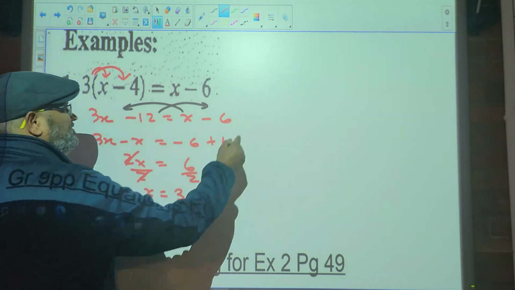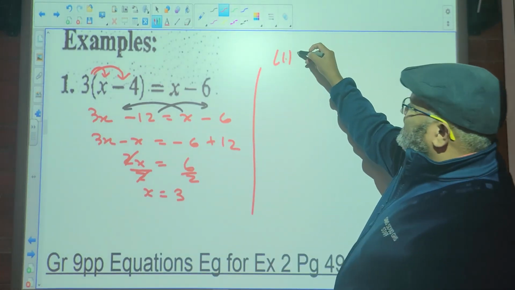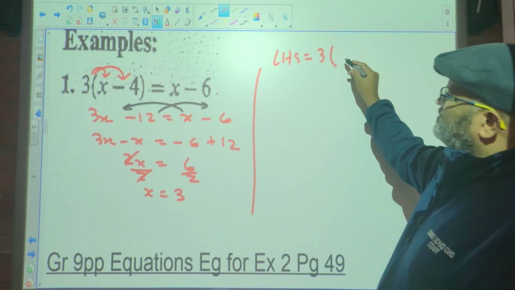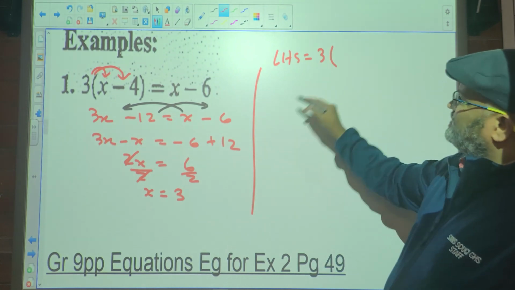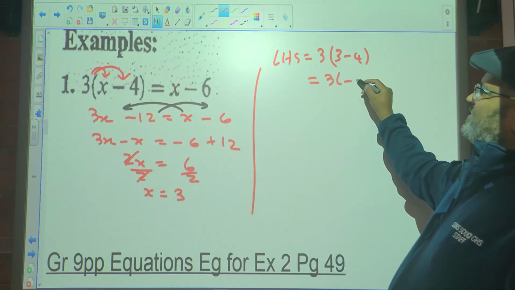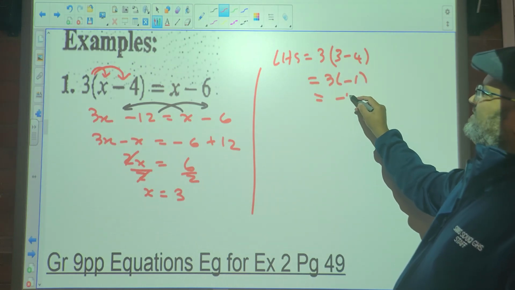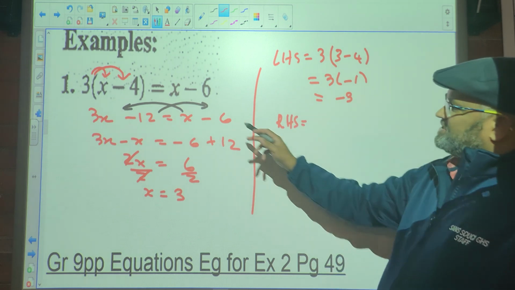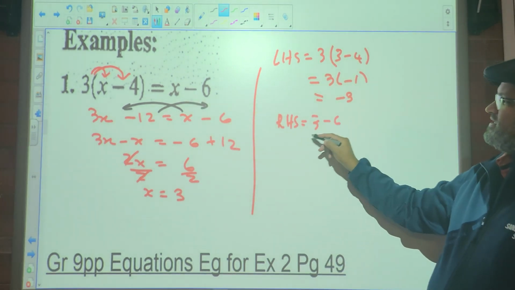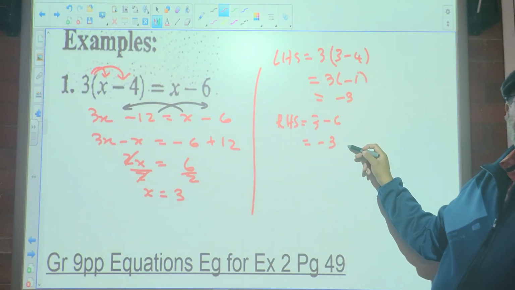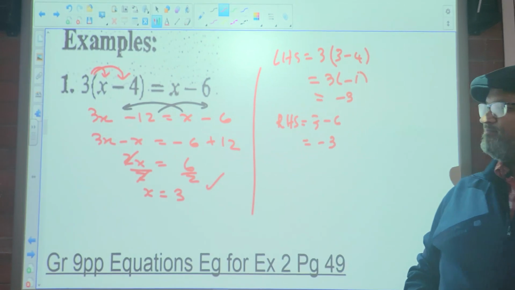And again I can test if it's correct. We go to the left hand side, which is 3 into x, which is now 3 minus 4. What's 3 minus 4? Negative 1. 3 times negative 1? Negative 3. Let's look at the right hand side. X is 3, so 3 minus 6, which is negative 3. You see the left hand side is equal to the right hand side. Therefore the solution is correct.